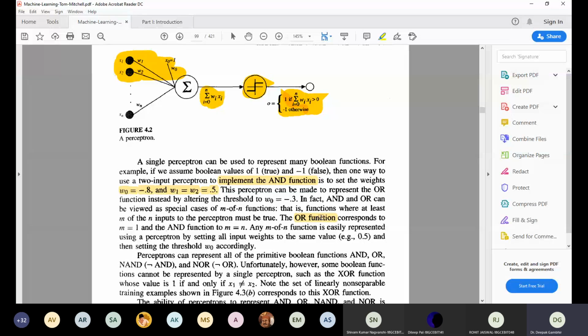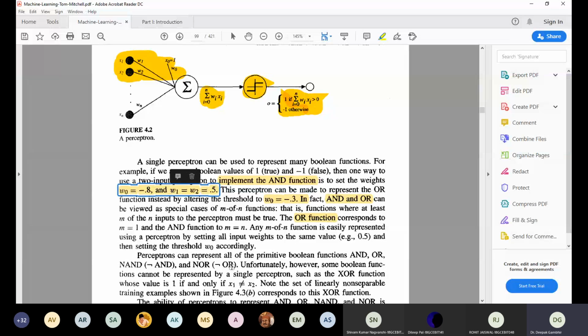If you simply change the W0 to 0.3, then the AND function changes to the OR function. So for the OR function, your W0 is 0.3, W1 and W2 are set to 0.5, and that would result in an OR function. So why are these AND and OR functions made? By this perceptron, we can make AND and OR because we need to set W0, W1, W2. All these values are preset.